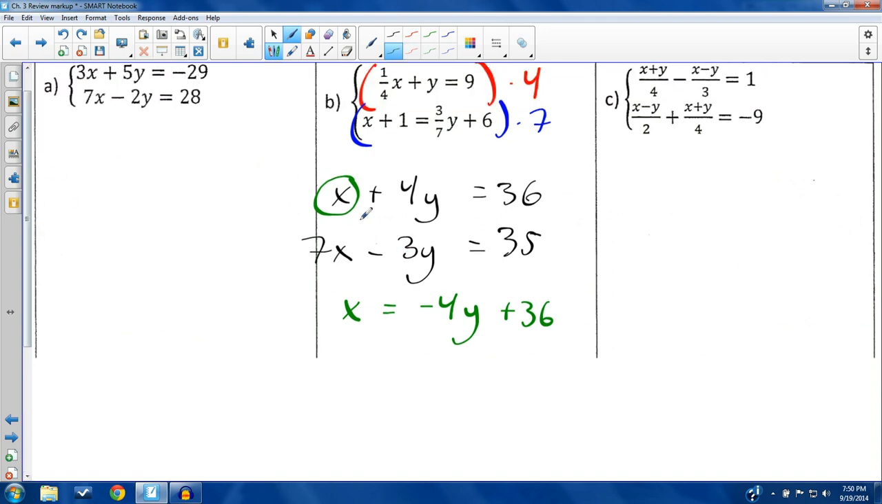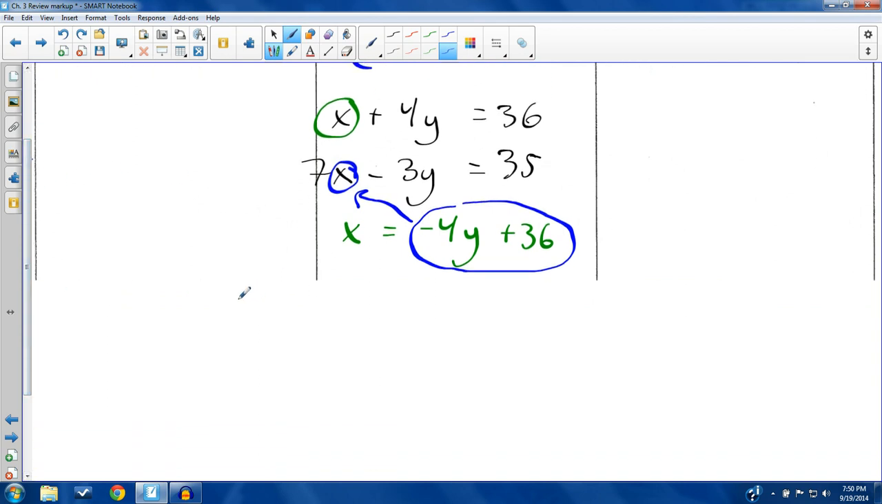Now you can tell, if I solve for x in this one, or y in this one, or this one, it'll have the other variable lurking on the other side. I didn't solve for it. So what I'll do instead is take negative 4y plus 36, substitute it in right there for x. Because when I do, I will have an equation that has only y in it. And as we know in algebra, that is possible to solve. So this is 7 times negative 4y plus 36, again, big number, minus 3y equals 35.